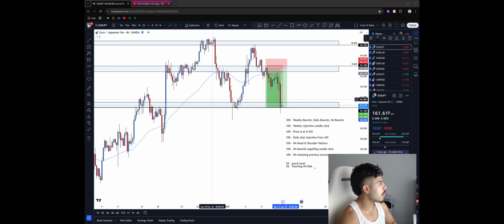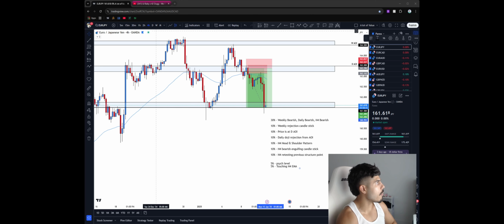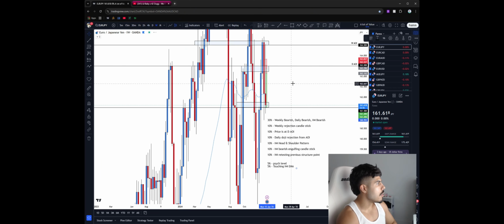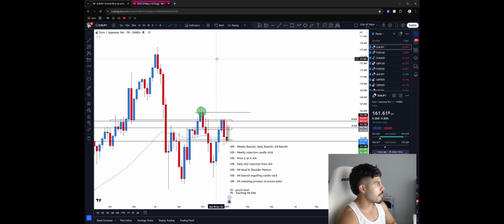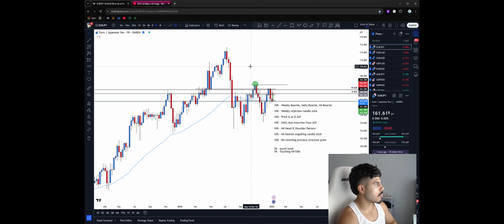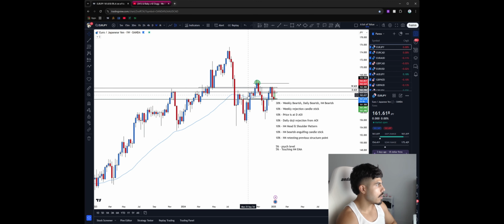So first thing first, what I do is I figure out what is the trend on the pair. I figure it out in the higher time frames, and then I go down to the smaller time frames. First, I go on the weekly and figure out what the trend is right now. Is it bearish or bullish? I see here that structure has a lower high here, and this is the lower low. So price is still bearish.